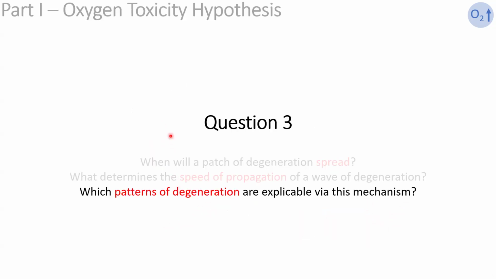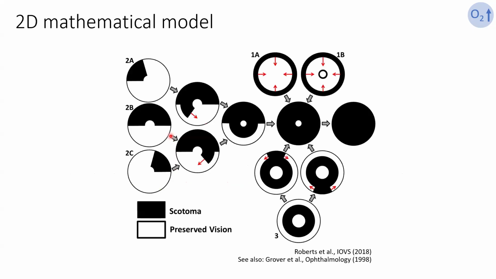And then finally, the third question to look at here is which patterns of degeneration are explicable via this mechanism. And so I'll just remind you, these are the patterns of degeneration that you see in RP, in terms of visual field loss, but which, if you flip vertically and horizontally, correspond to patterns of retinal degeneration.